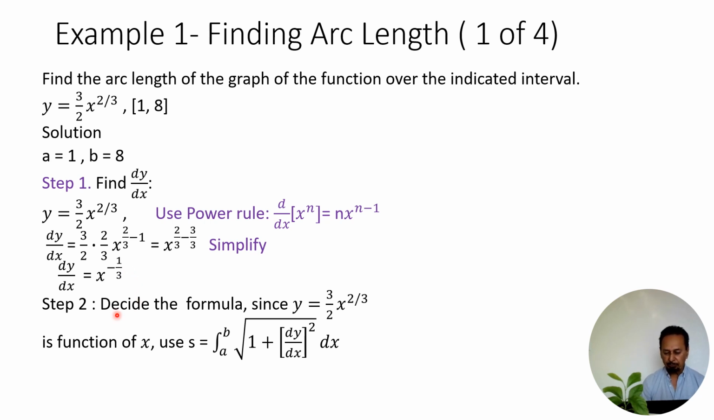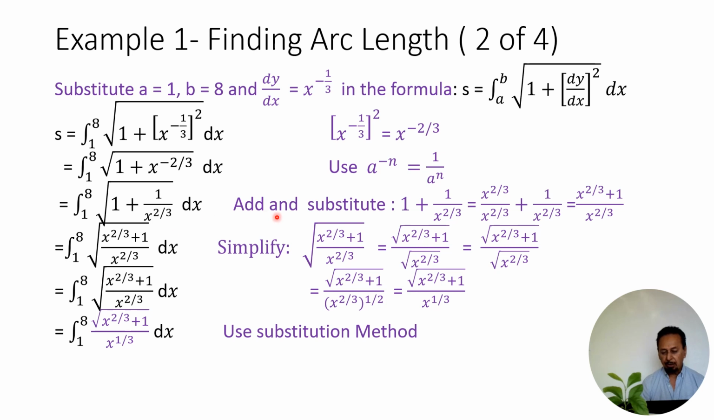Now we decide the formula for the arc length. Since y equals 3/2 x to the 2/3 is a function of x, we use this formula: s equals the integral from a to b of the square root of 1 plus (dy/dx) squared dx. Now we substitute a equals 1, b equals 8, and dy/dx equals x to the negative 1/3 in this formula. So this becomes s equals the integral from 1 to 8 of the square root of 1 plus x to the negative 1/3, squared, dx.